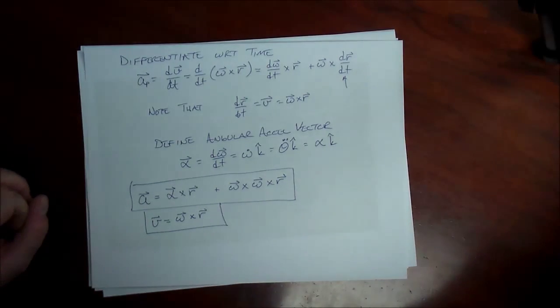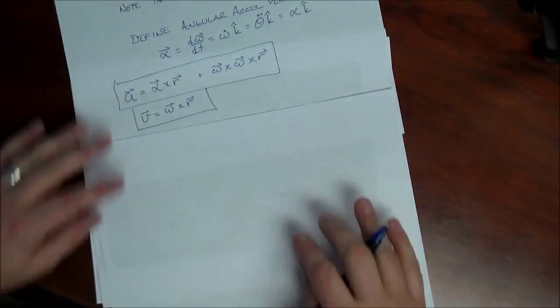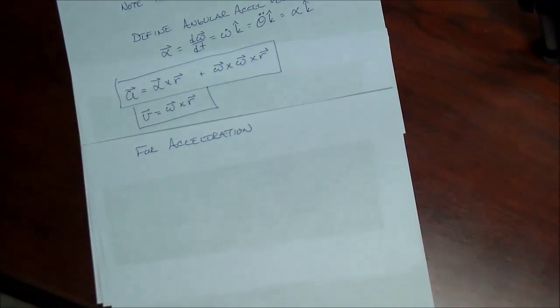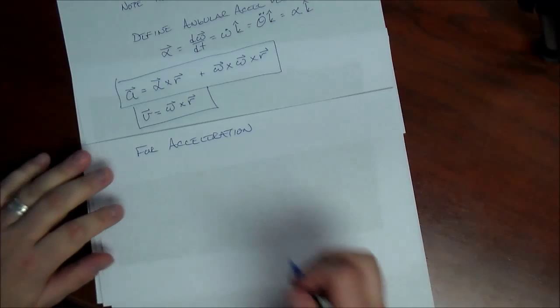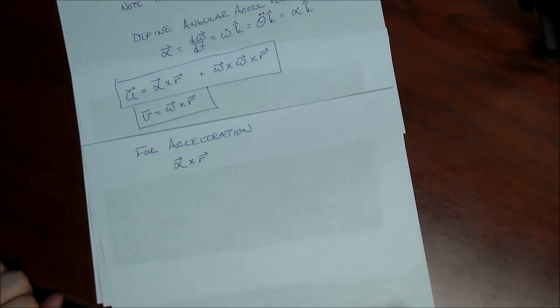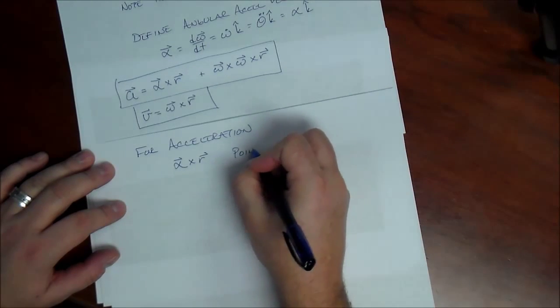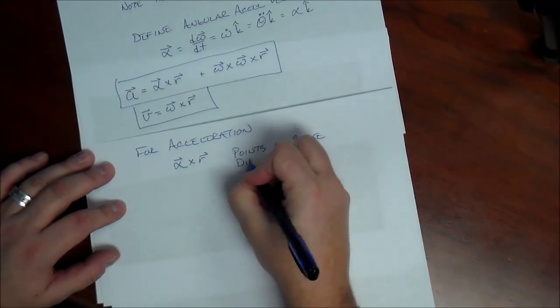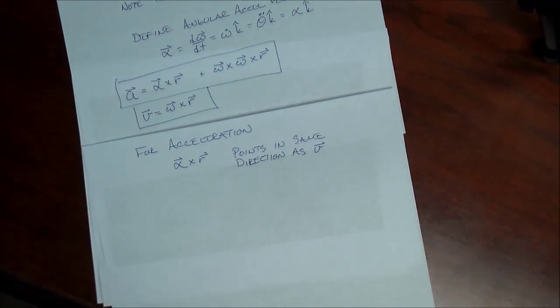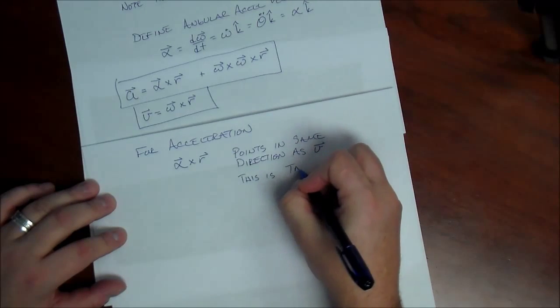Something interesting about this acceleration vector that we defined a moment ago. The acceleration has two components. We've got one that's alpha cross r. And you can show that the result of this cross product points in the same direction as velocity. And we've seen something like that in the past for particles undergoing curvilinear motion, and that corresponds to the tangential direction.